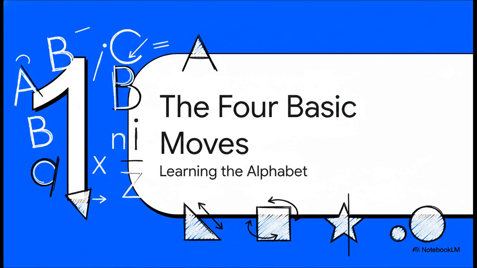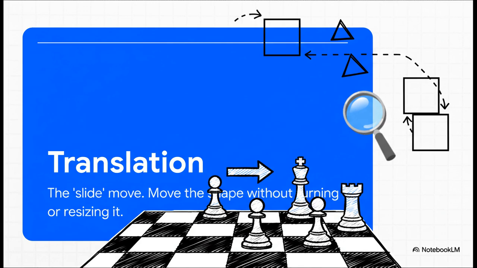Okay, so just like any language, you have to start with the alphabet, right? Well, for the language of motion, our alphabet only has 4 basic letters, or moves. Let's get to know them. First up, we've got translation. This is the simplest one. It's just a slide. Picture pushing a chess piece across the board. It's not turning, it's not flipping, it's just sliding from one spot to another.